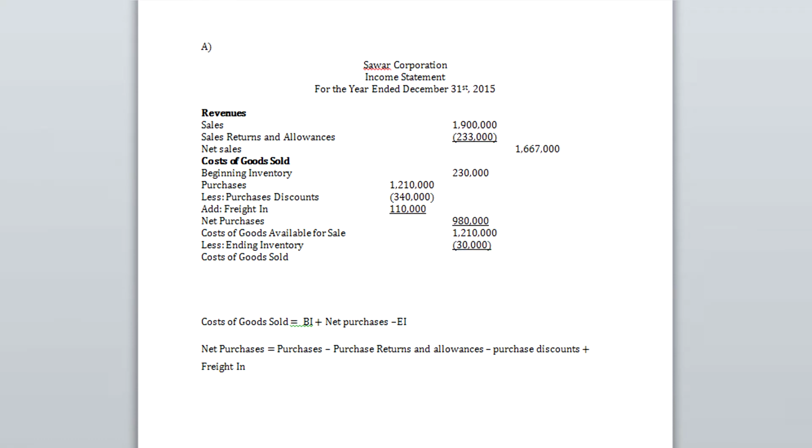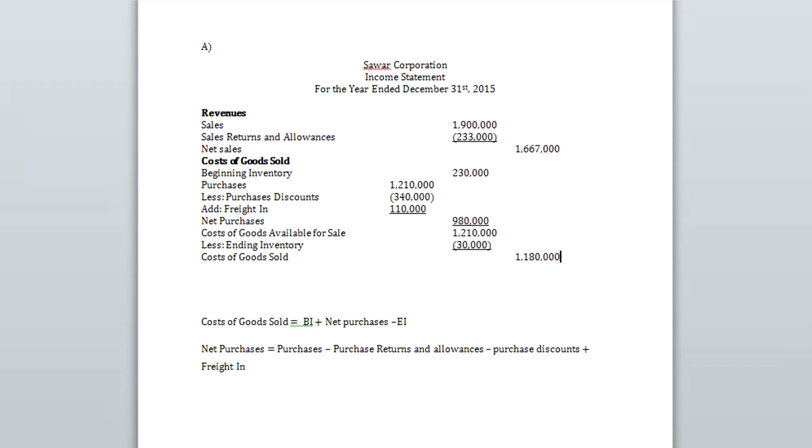Okay, our cost of goods sold is just going to equal cost of goods available for sale, $1,210,000 subtracted by $30,000 of ending inventory. It's going to give us $1,180,000. So there's the cost of goods sold section.